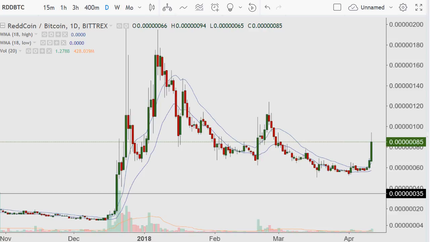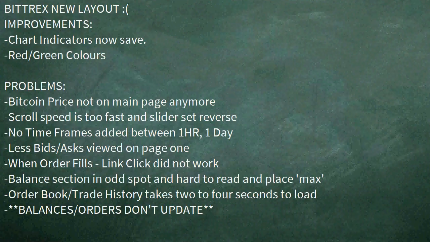We'll go through a few coins, but I first want to go over the new layout on the Bittrex trading platform. There are some improvements, not many, and there are some problems with the new layout.